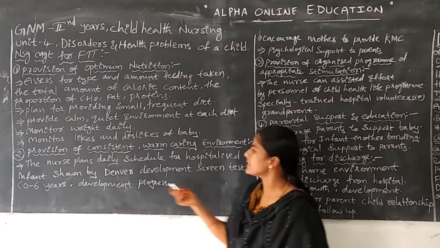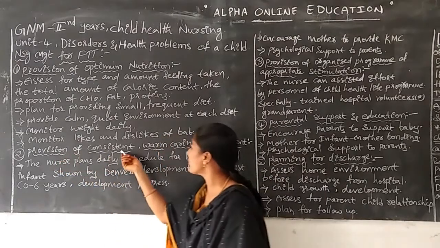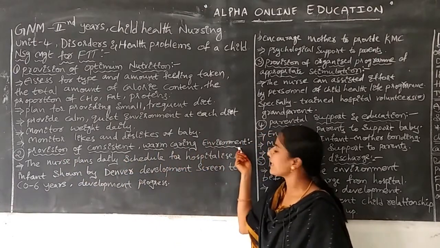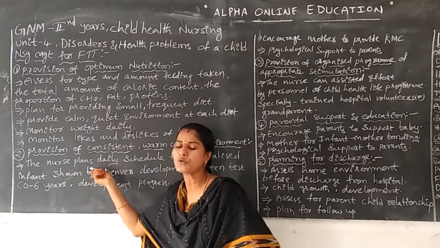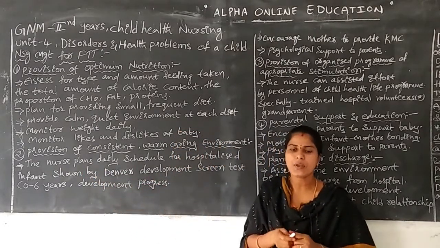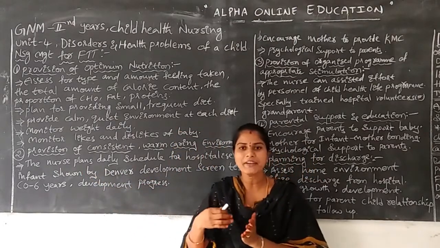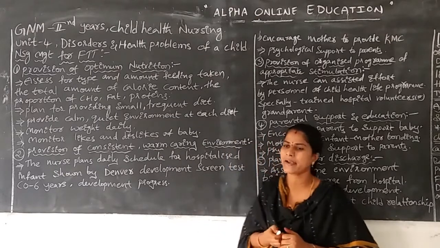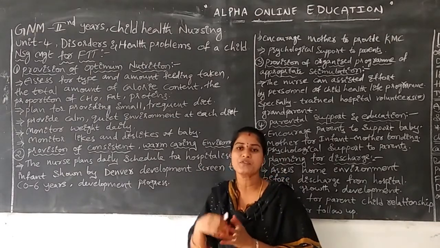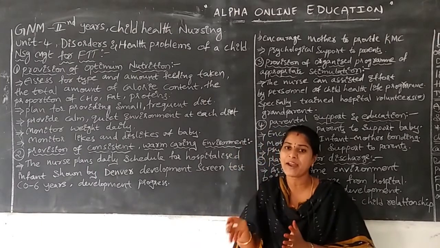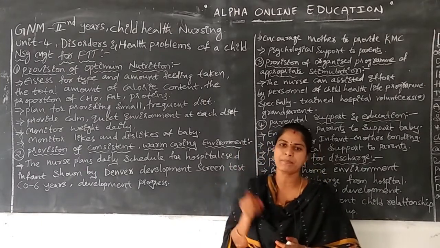Next, in this second step, provision of a consistent, warm, caring environment. Here, as a nurse, we have to plan a daily schedule: from the morning, what type of diet we have to provide for the infant, and in the afternoon, which type of diet we have to give and which type of care we have to provide for the purpose of improving the infant's health.